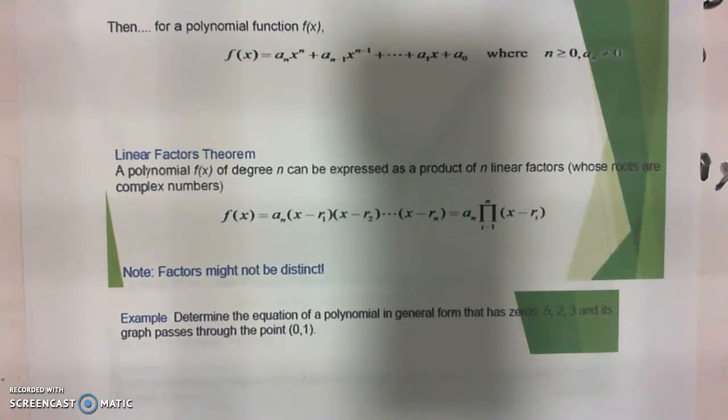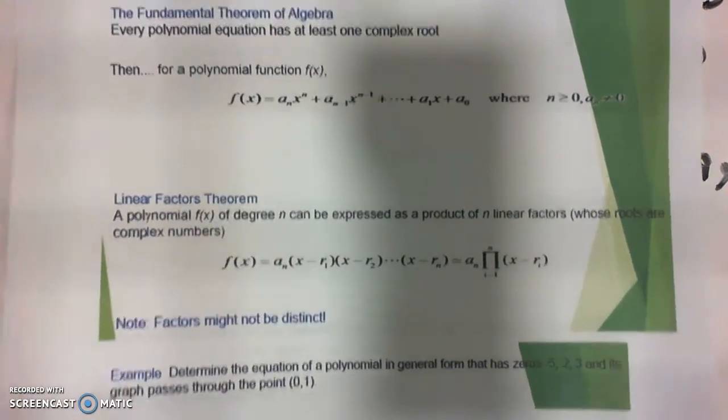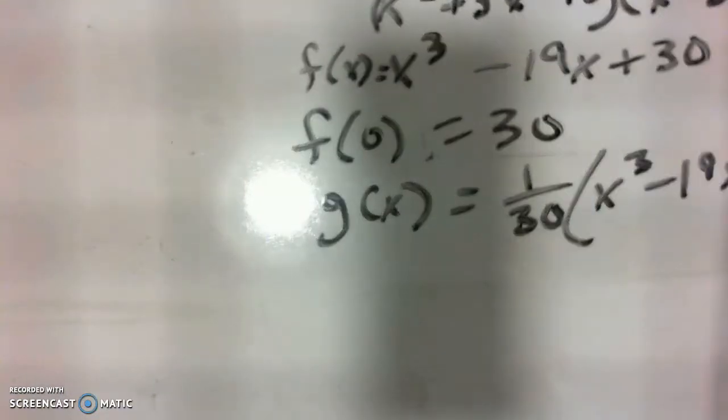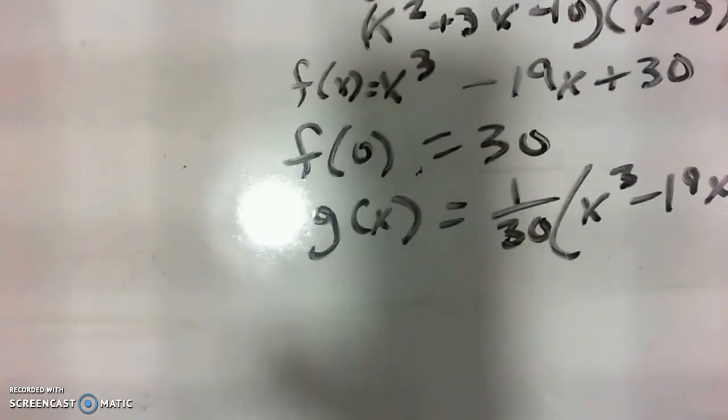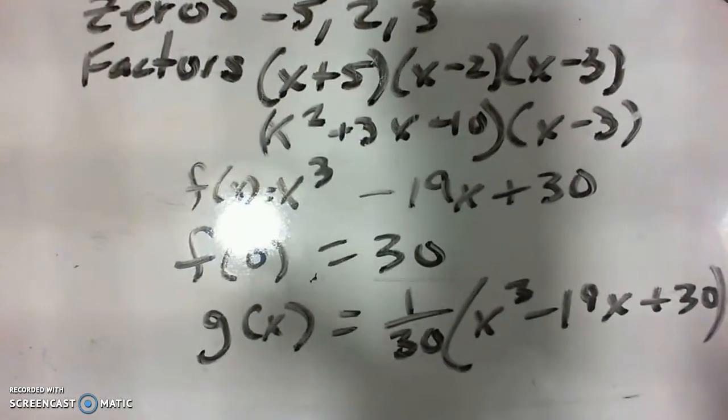To determine the equation of a polynomial in the general form with the zeros -5, 2, and 3, and that the graph has to pass through 0, 1. So this is my first workout problem. I have it worked out here on a whiteboard. Let's see if we can get it to zoom in on this.